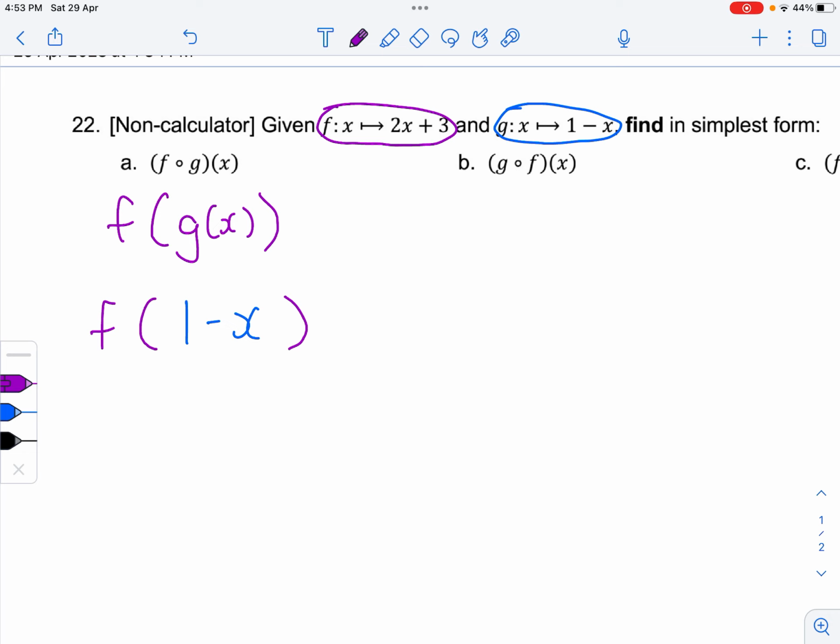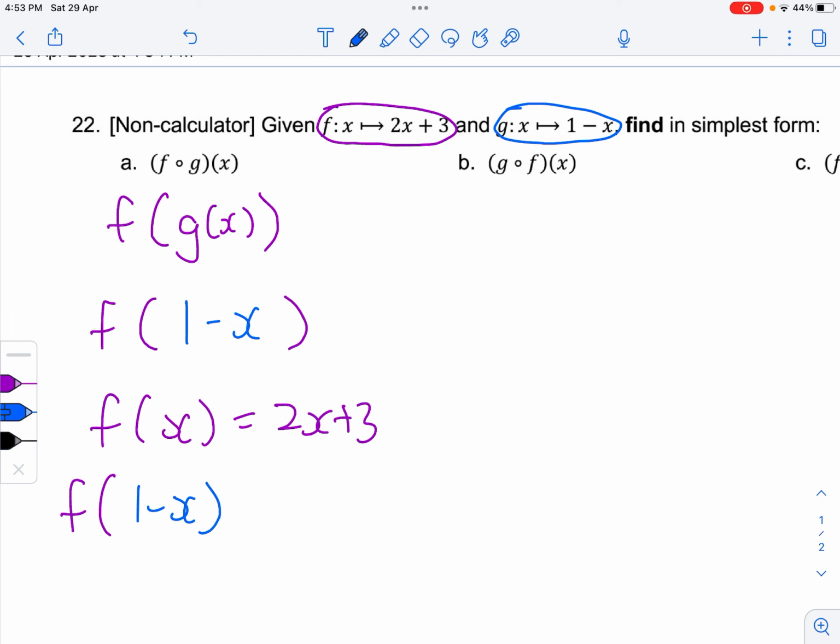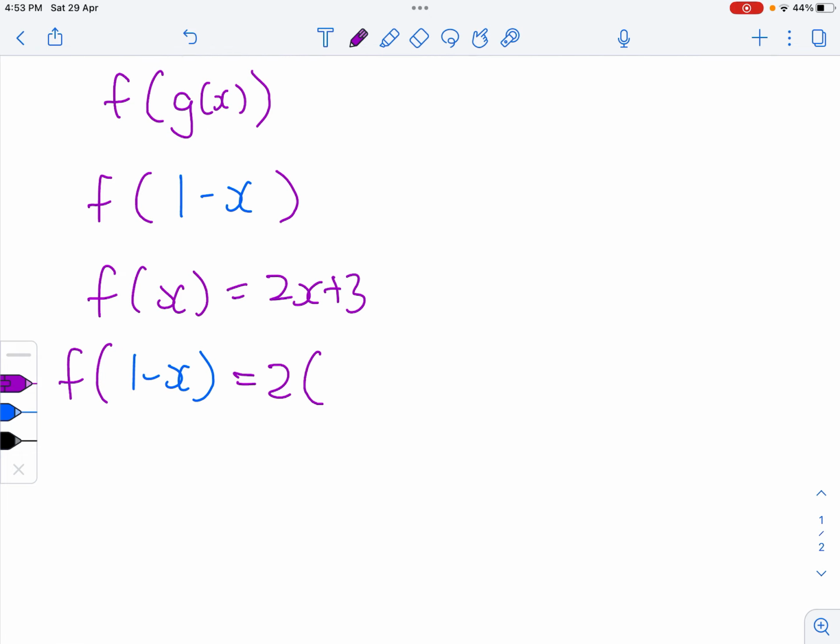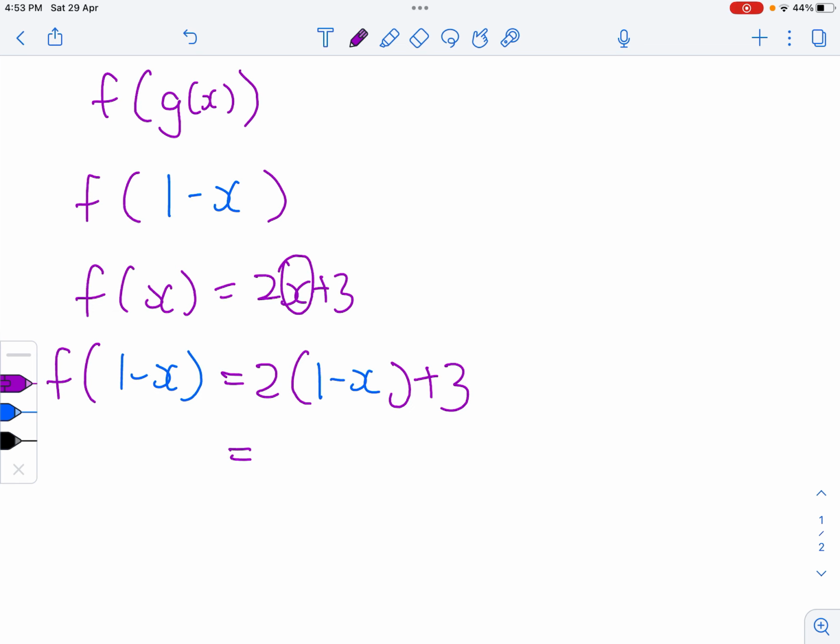So basically, we know that f of x is equal to 2x plus 3. But as I said earlier, we substituted g of x as 1 minus x. So if f of 1 minus x is like that, then what is going to be on the other side? Well, then we have to substitute x as, instead of putting it as x, we're going to put it as 1 minus x. And then close the bracket, plus 3, because we're substituting that x as 1 minus x.